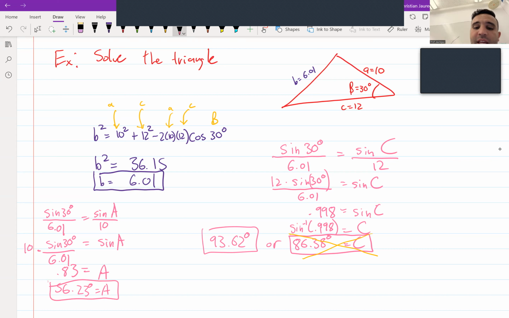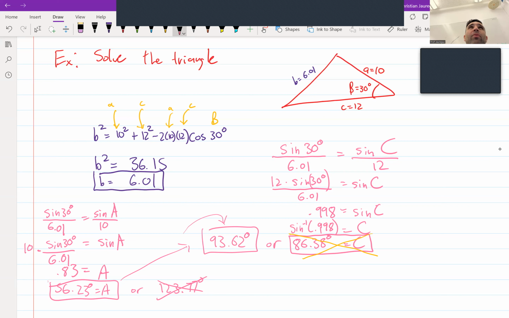So that only makes sense with this answer, right? Because of course I have the option of saying 180 minus this. But you can pretty quickly see that that doesn't work either. So the only way this works is with 56.23 and 93.62.